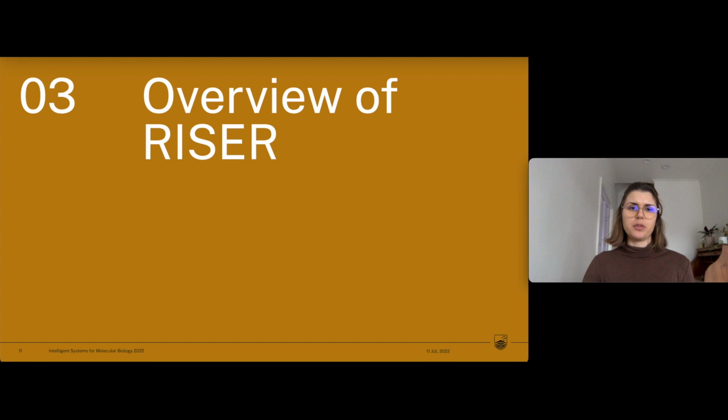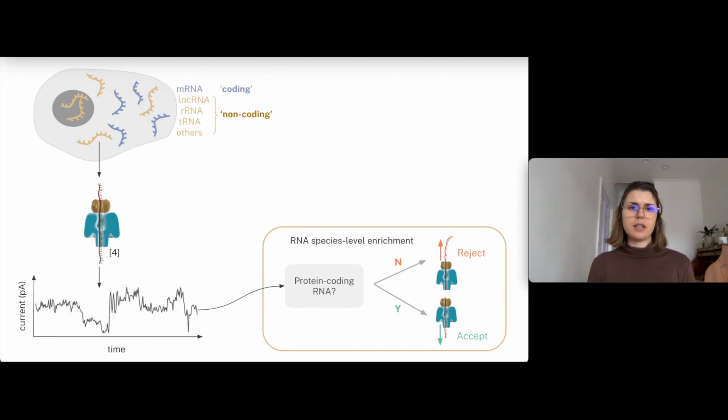Take you through an overview of the RISER software. As I've already said, there are many different species of RNA inside the cell. We have messenger RNA, which encodes for proteins, and then non-coding RNAs that have a variety of types and functions. So for the purposes of this talk, all of the non-coding RNA types will broadly be classified together as non-coding.